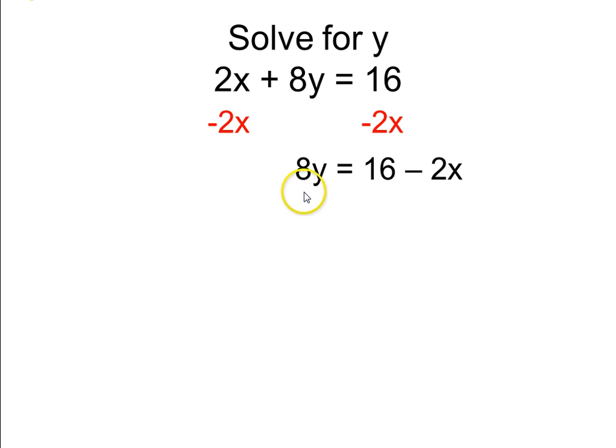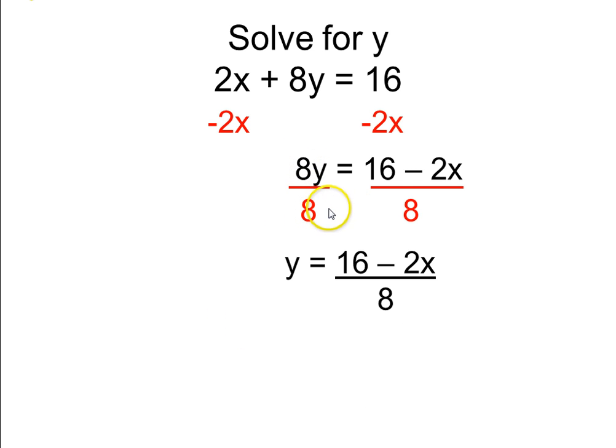We're not quite done yet because we have 8y, so we want to get rid of this 8, and we are multiplying 8 and y together. So what we're going to do to both sides is divide by 8. By dividing by 8, these 8's cancel out. Then we have 16 minus 2x divided by 8, which is what just showed up here. So y equals 16 minus 2x divided by 8. For all intents and purposes, we can stop here. We have solved for y.